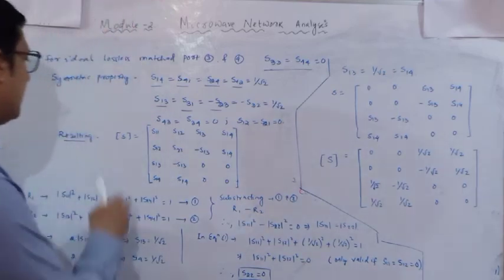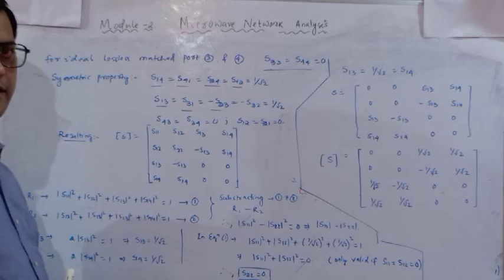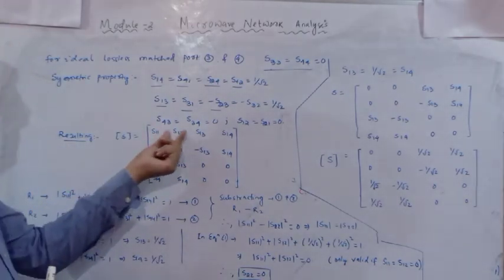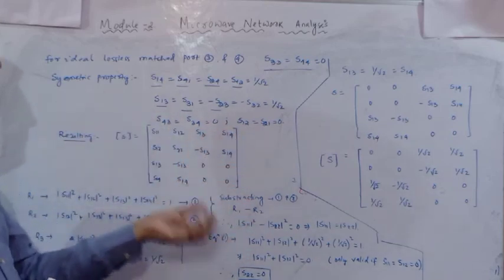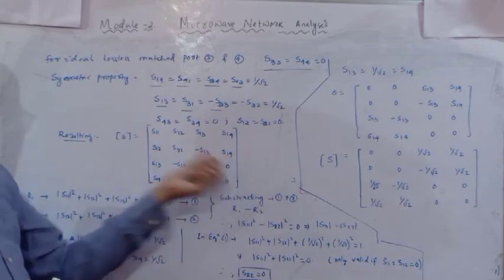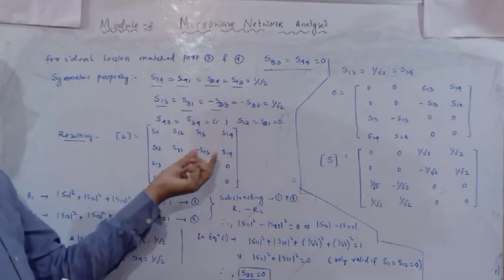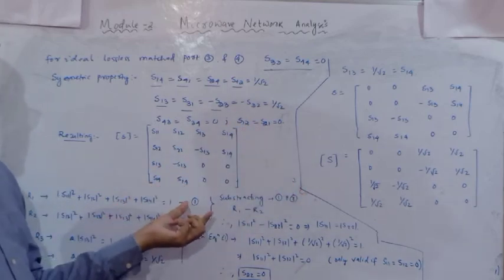So what I have done, I have identified the 4 rows so that the unknown factors can be identified. Here, first row: S11 square, S12 square, S13 square, S14 square must be equal to 1. Second row: S12 square, S22 square, S13 square, S14 square equal to 1. Second, twice of mod S13 square must be equal to 1. Then here twice S14 square equals to 1.